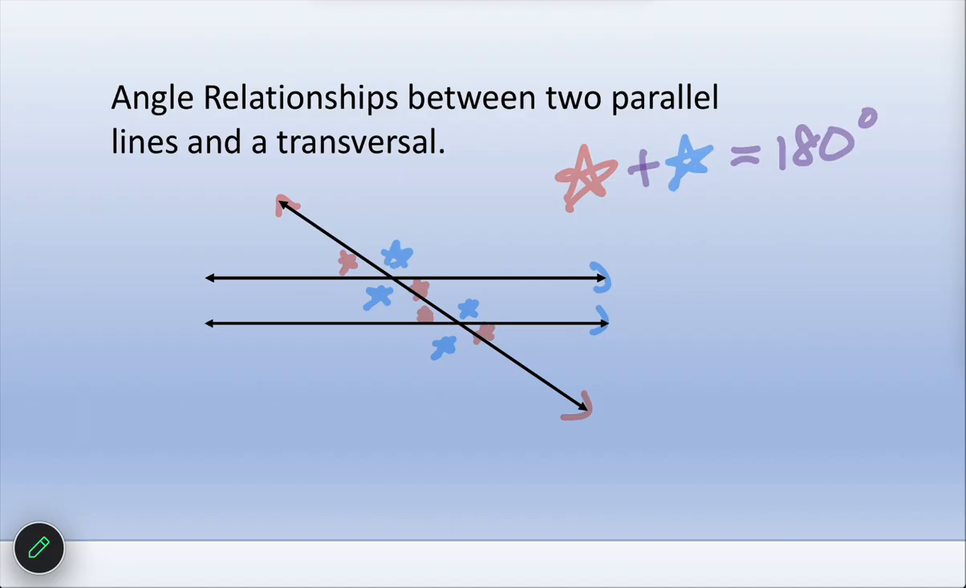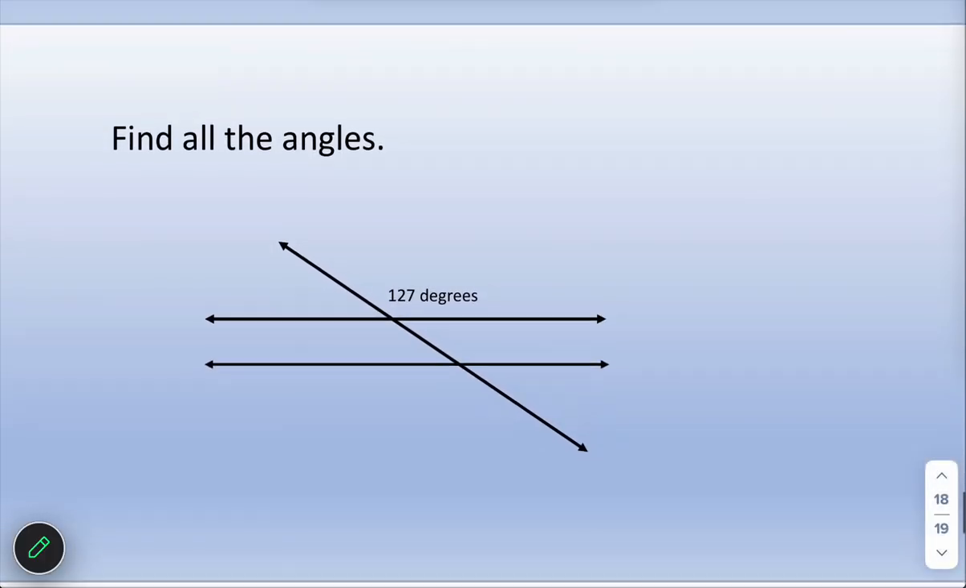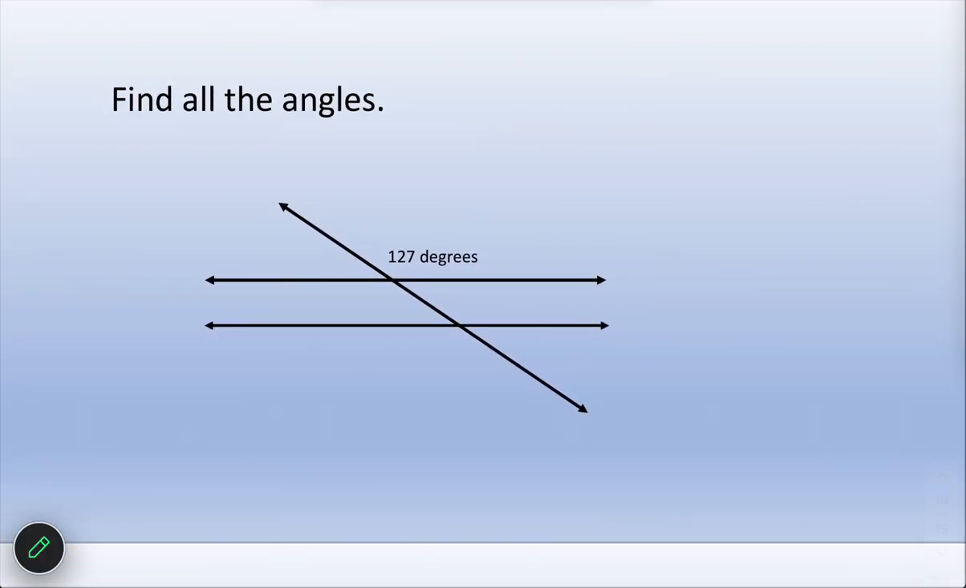Now let me show you that in an exact example. So we have marked that these two lines are parallel. It is being cut by a transversal. And in this spot right here, we create 127 degrees. That's all we know. But from that, we know lots more information.